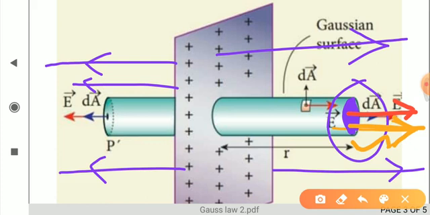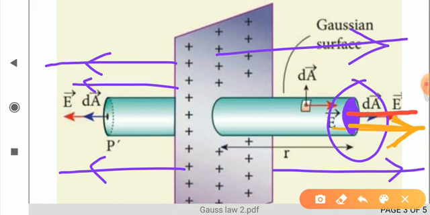What is the angle between them? Since they are parallel to each other, we know that theta is equal to 0. Okay, are you clear? Right. What about the cos 0 value? It is equal to 1. Now we can come to the left hand side.